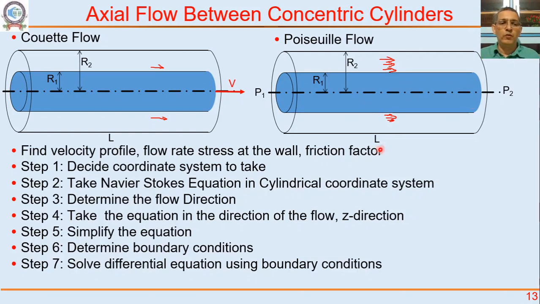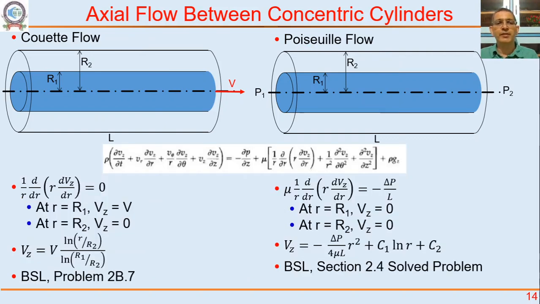Okay, so one of them is homework for you, one of them I will explain. Couette flow is homework. We will do Poiseuille flow. So decide the coordinate system, take the Navier-Stokes equation, all those things. Here we have to have a cylindrical coordinate system. Along the z-axis is the flow. So we'll take the equation of motion in the z direction. This is that equation of motion in the z direction. Couette flow is homework. Poiseuille flow I am explaining.